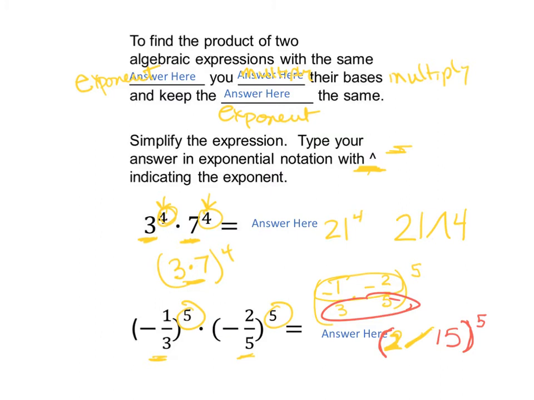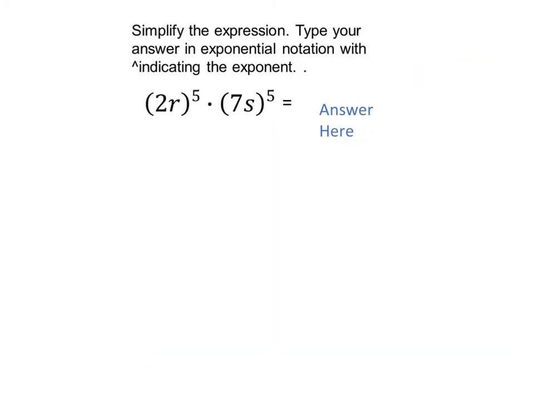If I was not typing it, I would do it like this. But because you are typing it, parentheses 2 backslash 15 close parentheses caret 5. Because this is by itself, you can either answer or you can take a picture and insert a picture. You can do either.